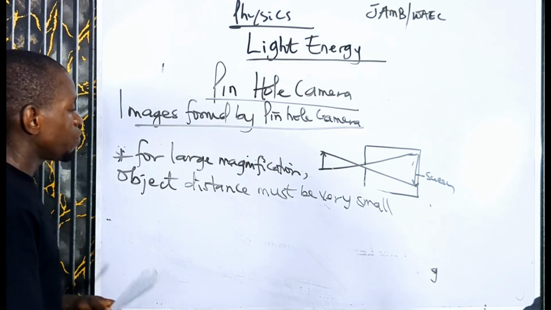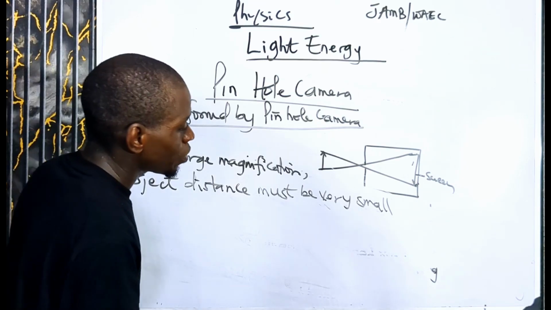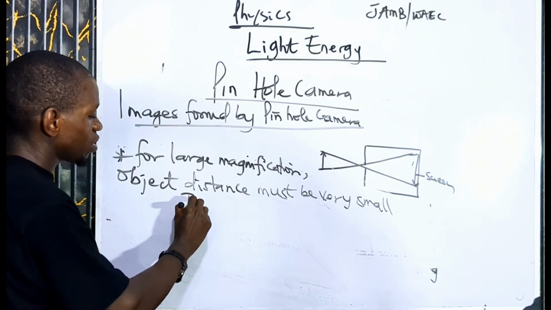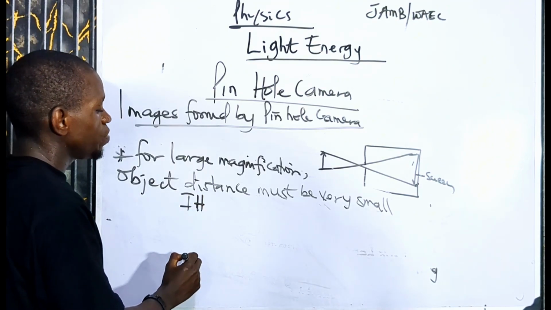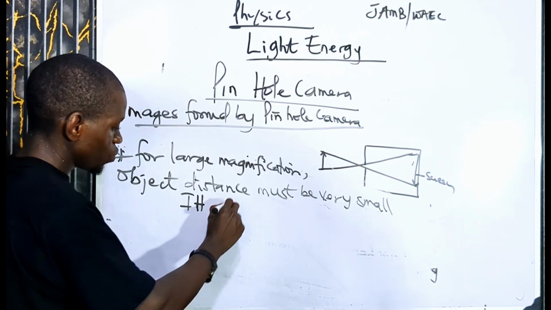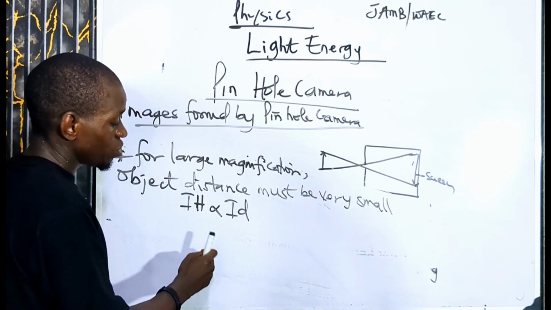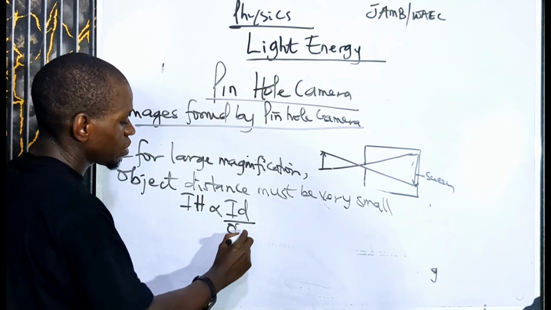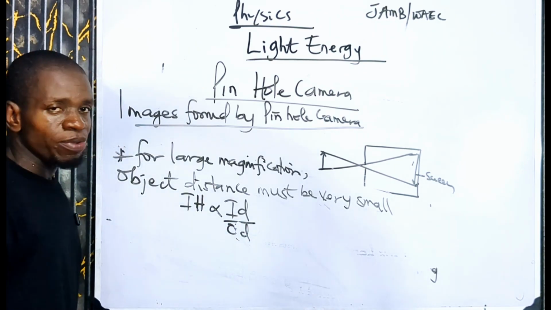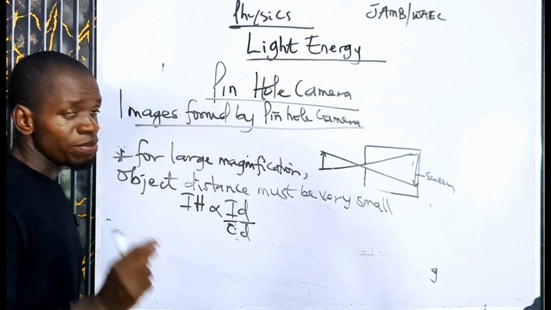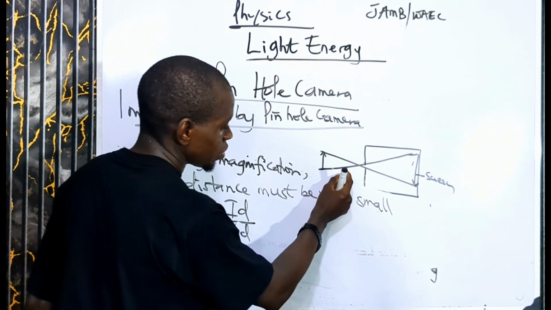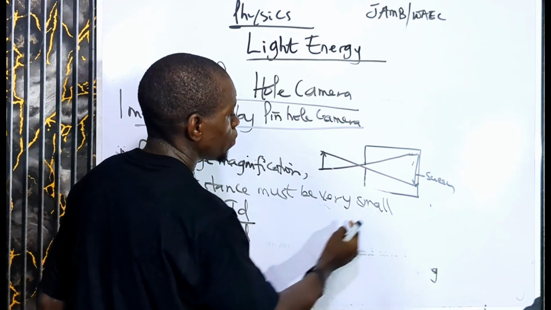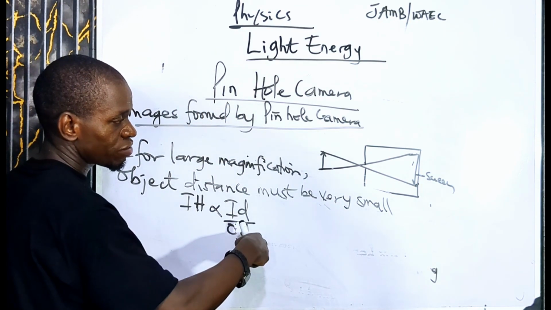So if we want to get our large magnification, the object distance will be very small. It simply means that your image height is directly proportional to your image distance and inversely proportional to your object distance. Let me explain further. If you place this object closer to this pinhole camera, the image formed will be large. But if you place it far away, it's going to be the reverse.